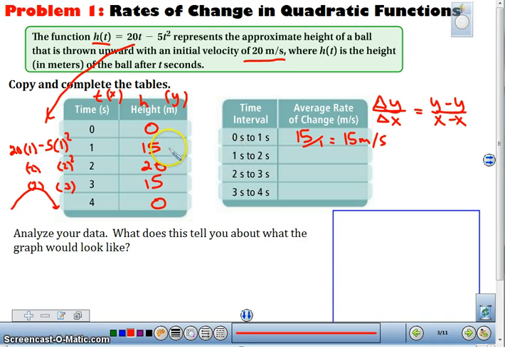From 1 to 2, what is my change? Well, I can take 20 minus 15, that gives me 5 over 1, so I have 5 meters per second. What is my change from 20 to 15? Well, going from 20 to 15, I'm going down. It's going to be a negative 5. This is still a change in 1. So negative 5 over 1, or simply just a negative 5. And the last one from 15 to 0 is going to be a negative 15 for my rate of change.